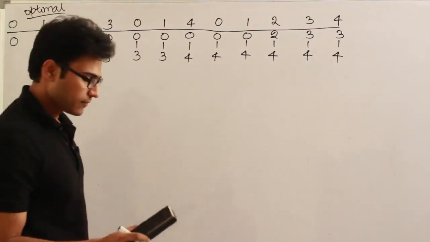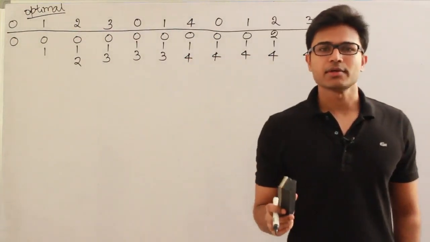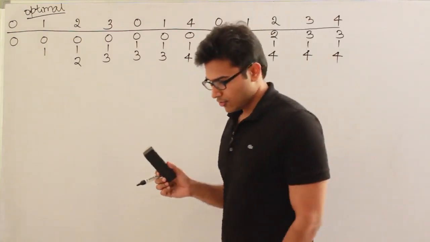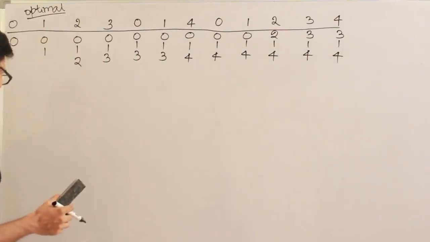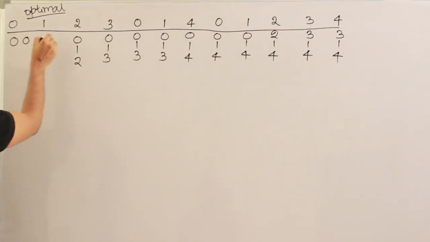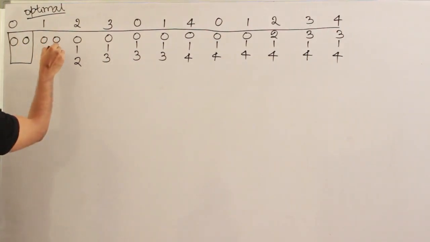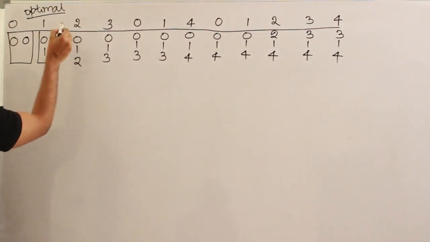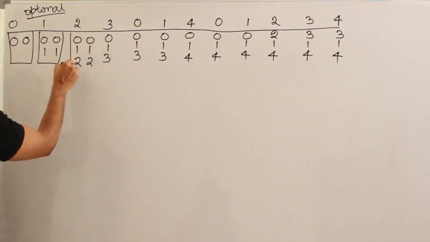Now I want to observe, for the same reference string and the same optimal algorithm, what happens when I have 4 frames. The number of frames is 4 now. Let's see that. If the number of frames is 4, initially when 0 is referred, 0 will be there. When 1 is referred, 0 1, and when 2 is referred, 0 1 2 will be there in the memory.